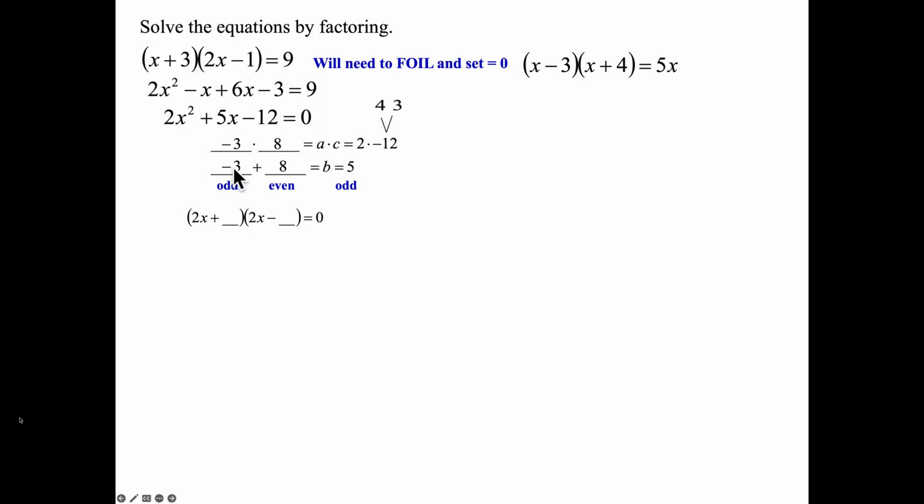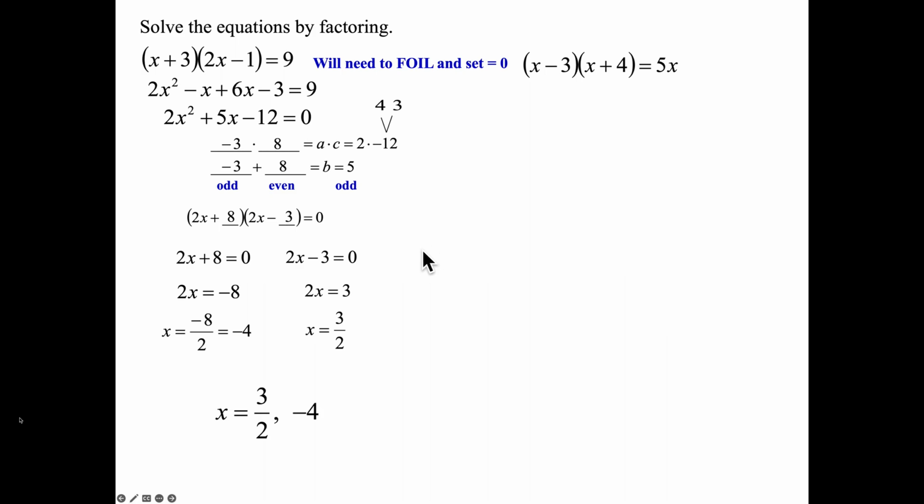So the 3 will be the negative. The 8 will be the positive because it's a positive 5. 8 goes in the plus blank. 3 goes in the minus blank. Set them equal to 0 and solve. We'll subtract over the 8, divide by 2. Negative 8 divided by 2 is negative 4. There's one answer. 2x minus 3, add over the 3, divide by 2, x equals 3 halves. There's my two answers.